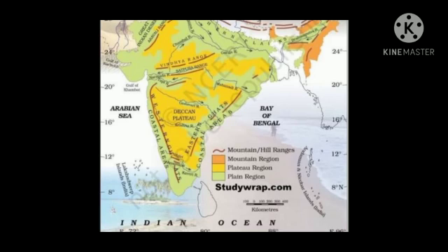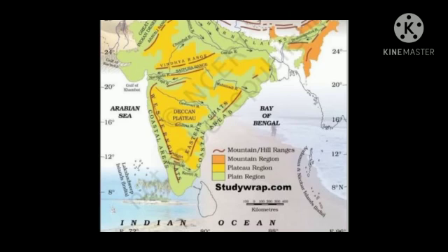This plateau slopes downwards from west to east, which is why most rivers in this region flow from west to east. Rivers like the Godavari, the Krishna, and the Kaveri flow into the Bay of Bengal. The Narmada and Tapi rivers are the only exceptions. They flow from east to west into the Arabian Sea. Although there are many rivers in this region, not all of them have water throughout the year.